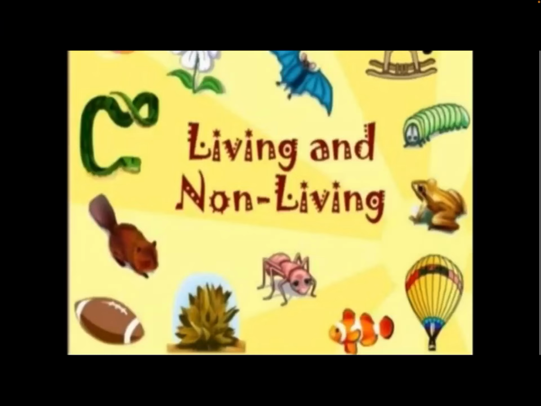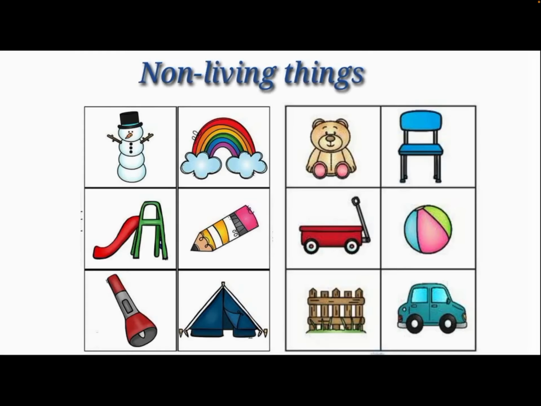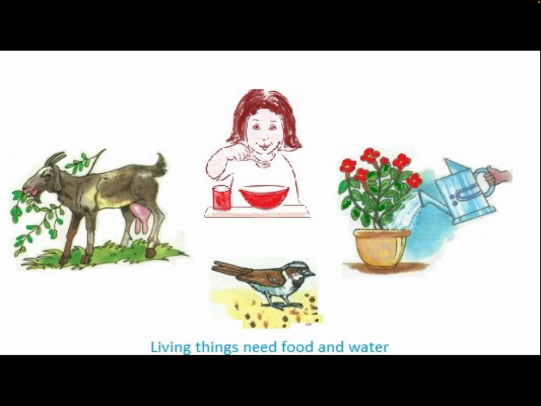So children, we are studying living and non-living things. Now in this picture you can see humans, animals and plants are living things. Living things are different from non-living things. Now in this picture you can see non-living things. So many non-living things you can see. We are living things because we can do many things, but non-living things cannot do anything. Now living things breathe. All living things breathe, but non-living things do not breathe.